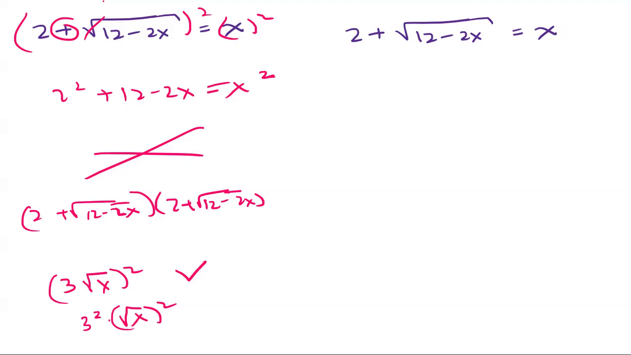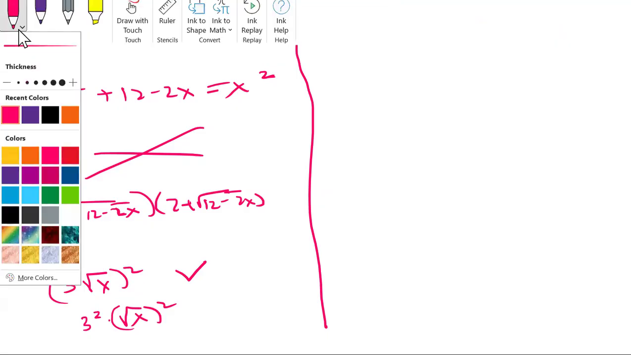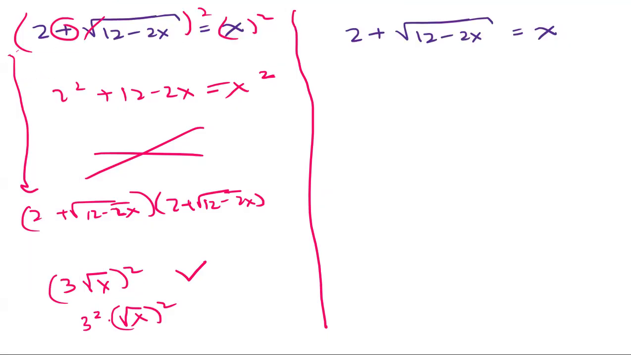Again, this here means I have to do it twice, and that's a lot of work. So what we can do is, like I said before, we can try to get the radical by itself. So what we can do is we can subtract 2.